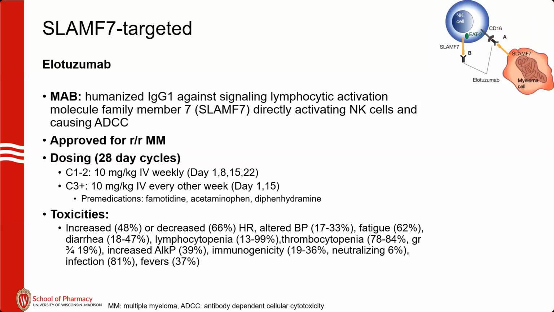And then the third monoclonal antibody for multiple myeloma. Oh, now in the VA's first-line transplant-eligible preferred regimen. There you go.